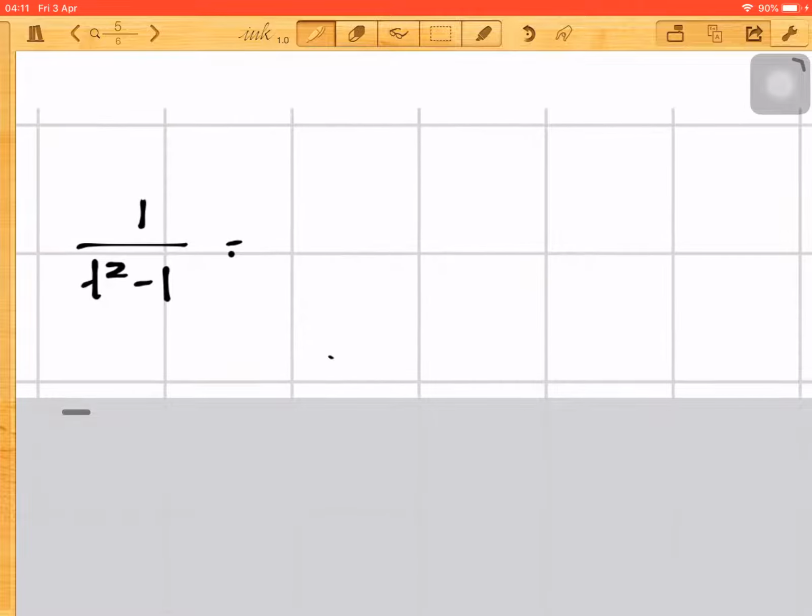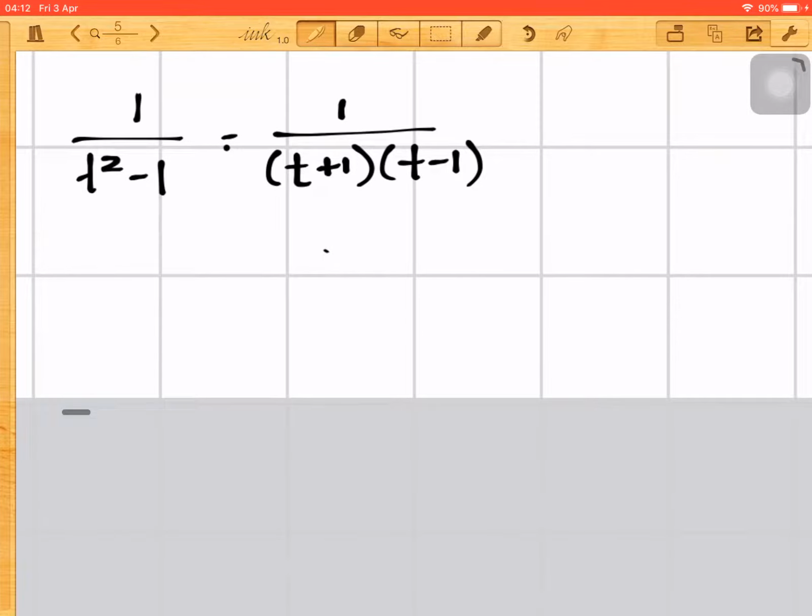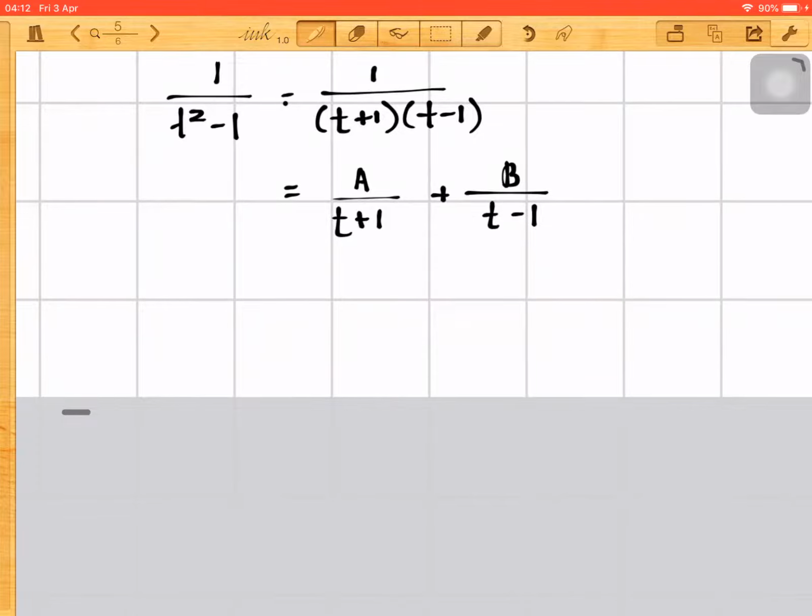This t squared minus 1, we know that we can factorize it into t plus 1 and t minus 1. So this is the most common kind of partial fraction. We can split it into a over t plus 1 plus b over t minus 1. So if you compare only the numerator, you have 1 equals a times t minus 1 plus b times t plus 1.